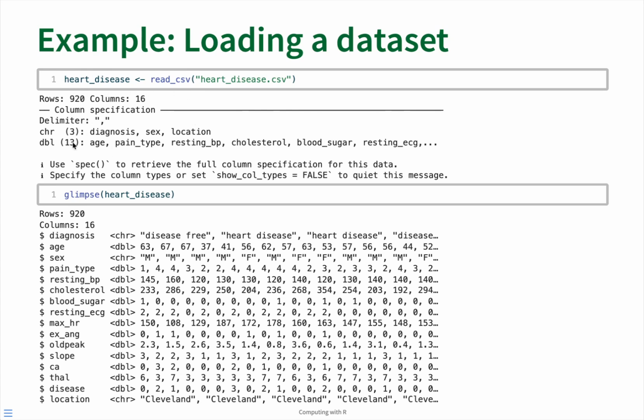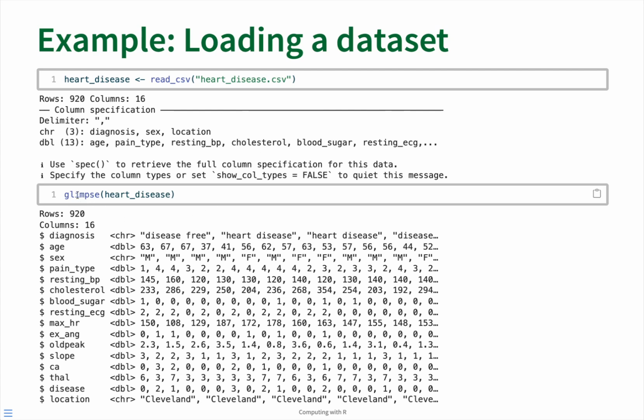The read_csv function typically gives you a bunch of information after you run it. In particular, it will tell you the types of data that it detected within each column. So here it's telling us that these three columns, diagnosis, sex, and location, were detected as having character data, CHR. On the other hand, DBL stands for double, which is how a lot of programming languages refer to numeric data. And what this line here is saying is that these other columns were detected as having numbers.